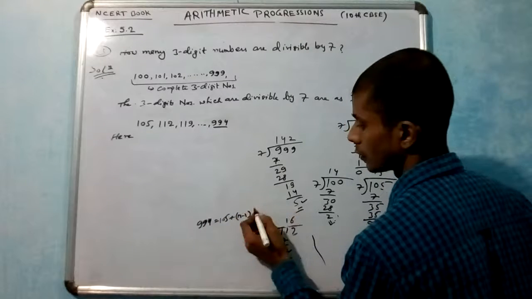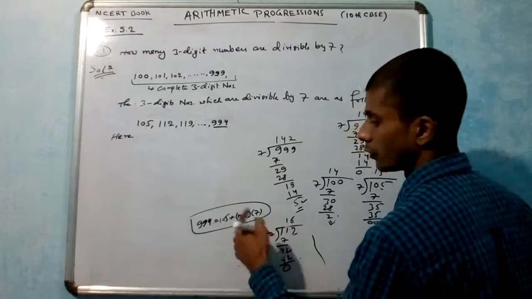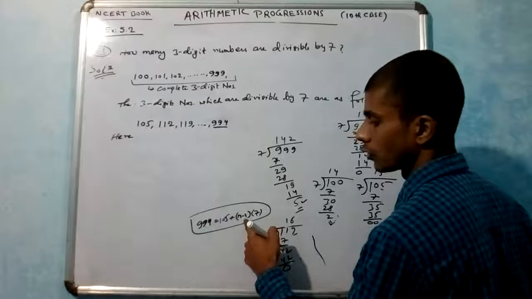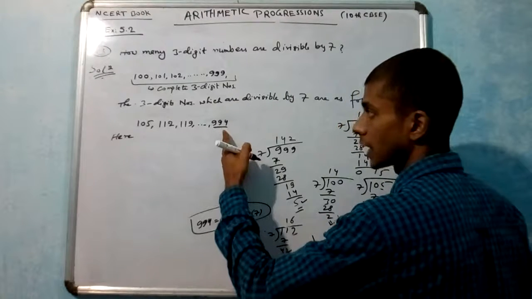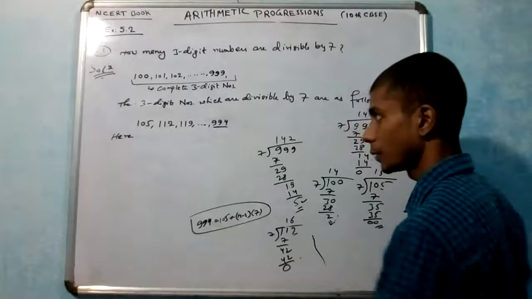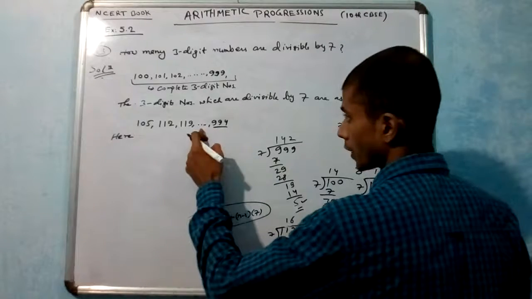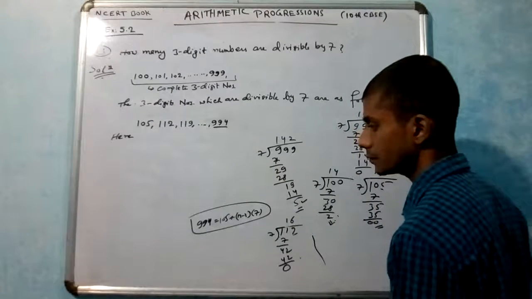This d is also known, how much? 7. So we will get an equation in terms of n. We will solve it. We will get the value of n. So we will understand how many total terms are there. Means at what place 994 is coming, 100th place, 50th place, 60th place, whatever the place it comes, those many terms are there.